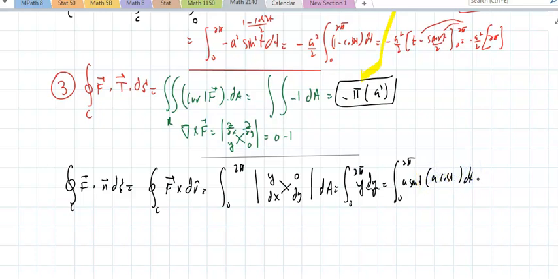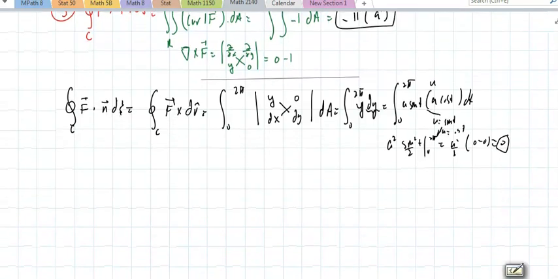And if I work this out, this turns out to be a squared, and if I let u equal sine of t, du is the cosine of t dt, so that turns out to be u. So that's going to be sine squared over 2 of t evaluated from 0 to 2 pi. That's going to be a squared over 2 times 0, minus, that's just a 0.